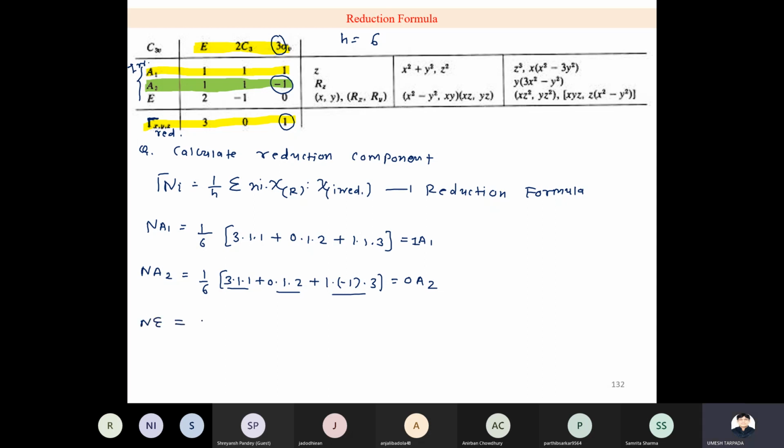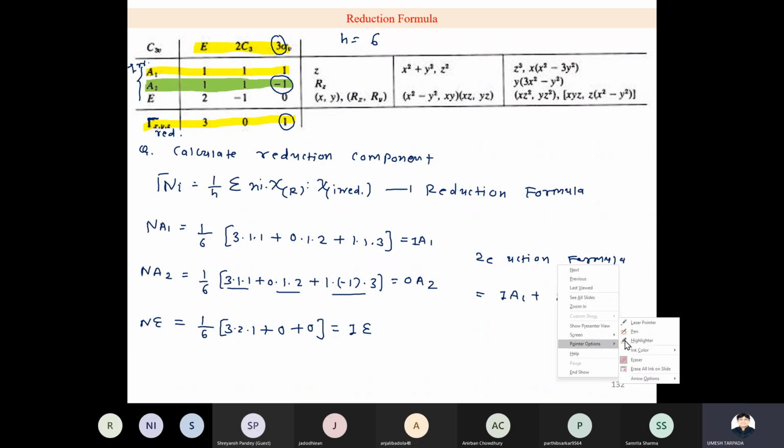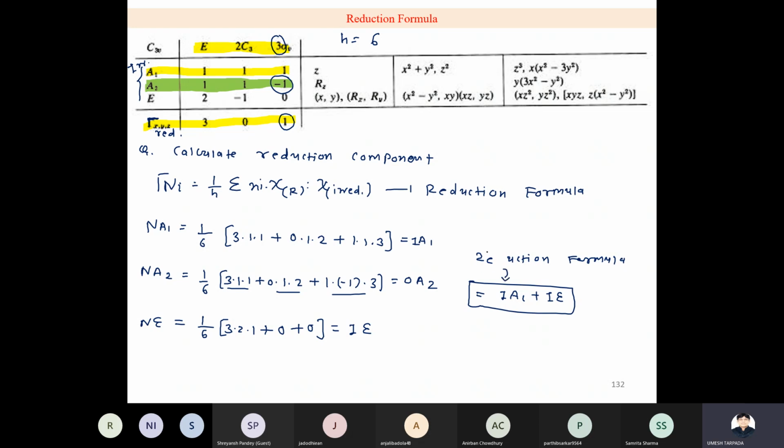What about the number of times E? You take 3 into 2 into 1 plus 0 into minus 1 into 0, which is 0, and 1 into 0 into 3, which is again 0. So 6 by 6 is 1, good. So this is your reduction formula. The number of times gives 1A1 plus 1E. This is the reduction formula, and it is again a similar calculation to what we did in the previous case.